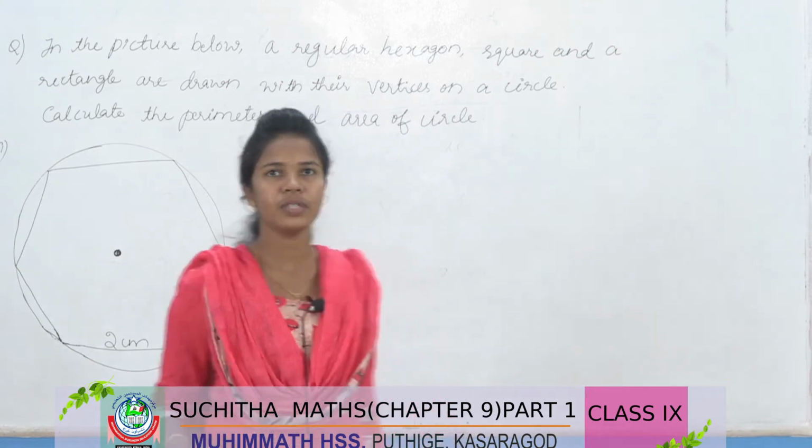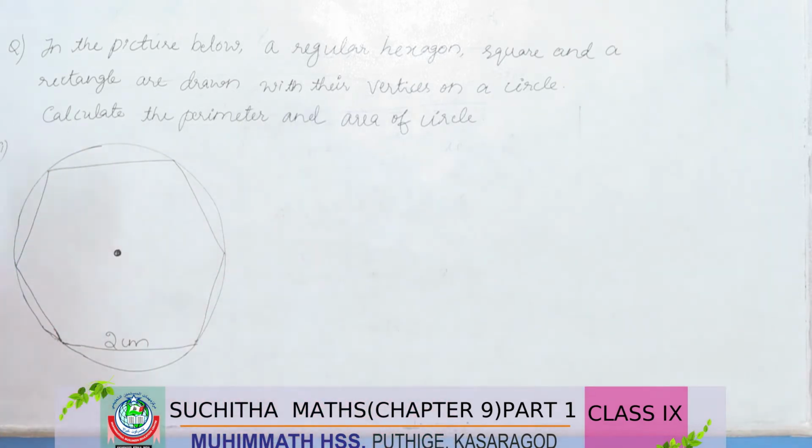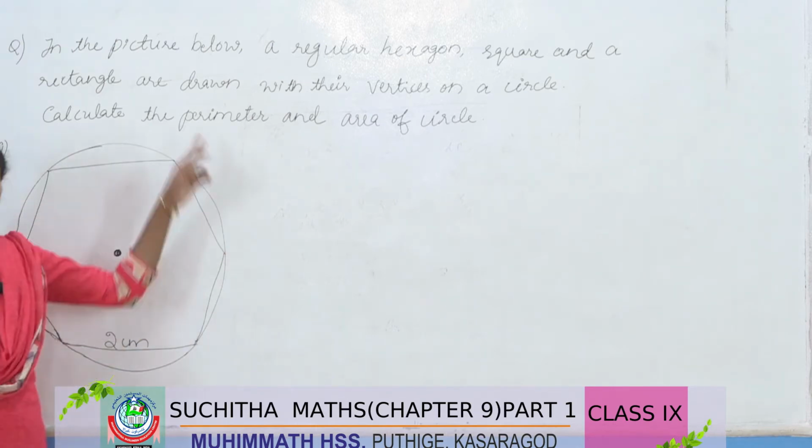The first question. In the picture below, a regular hexagon, a square and a rectangle are drawn with their vertices on a circle. Calculate the perimeter and area of the circle. So the first picture is a circle and a regular hexagon. A circle is passing through all 6 vertices of the regular hexagon. We have to calculate the area and perimeter of this circle.